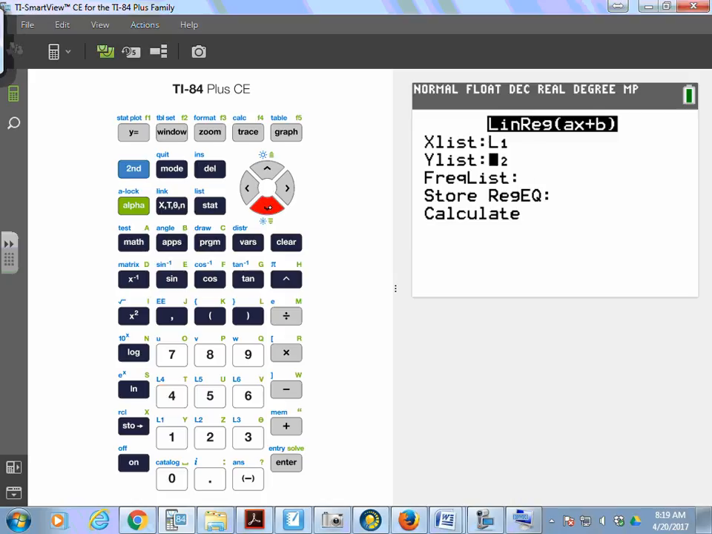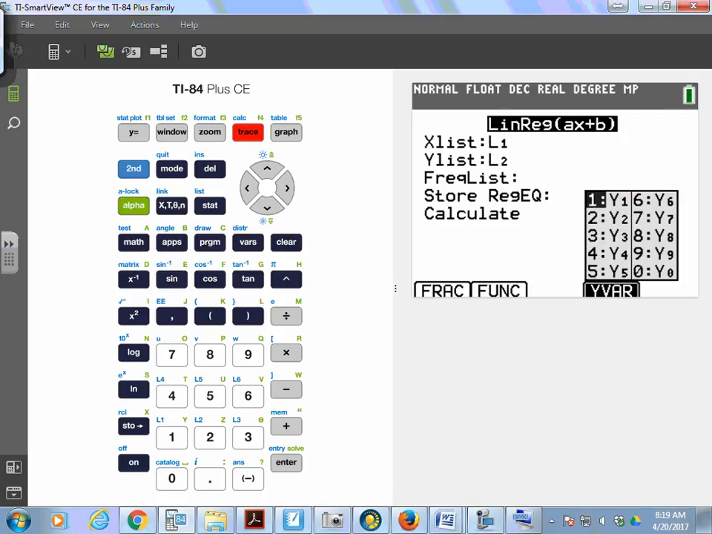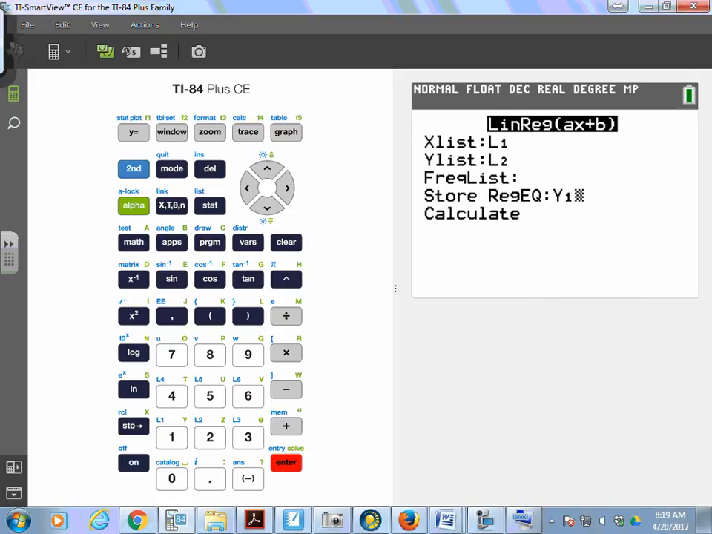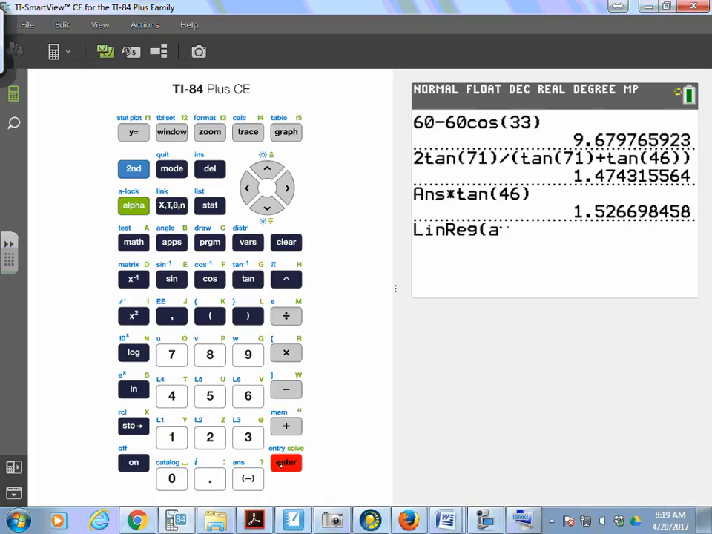And then we're going to go down here to where it says store regression equation. We want to put that in Y1 so that it goes right into our Y equals. We don't have to, we could write down the numbers and put them in there, but it's easier if you have it going in there. If you go to Alpha Trace, there's all of our Y equals. We could put it in any one of them, but we're just going to put it in Y1. So you should have X list 1, Y list 2, and store regression equation Y1. Then we calculate.